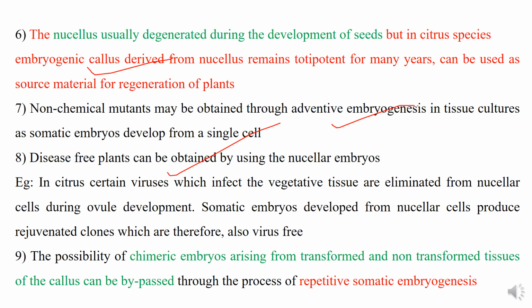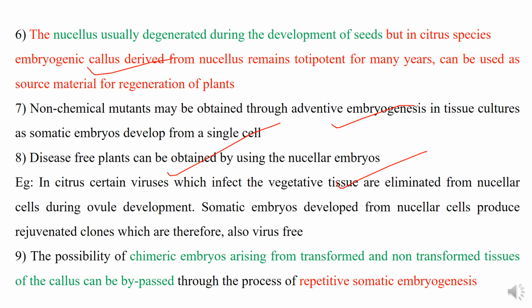This is different from seed-borne pathogens; that is a different case. But here I am saying that we can obtain disease free plants by using nucellar embryos. In citrus especially, citrus is infected with a lot of viruses. So in citrus, certain viruses which infect the vegetative tissue can be eliminated from the nucellar cells during ovule development. So somatic embryos which are developed from these nucellar cells produce rejuvenated clones which are free from viruses. And there is also a possibility of chimeric embryos arising from transformed and non-transformed tissues of the callus. They can be bypassed through the process of repetitive somatic embryogenesis.